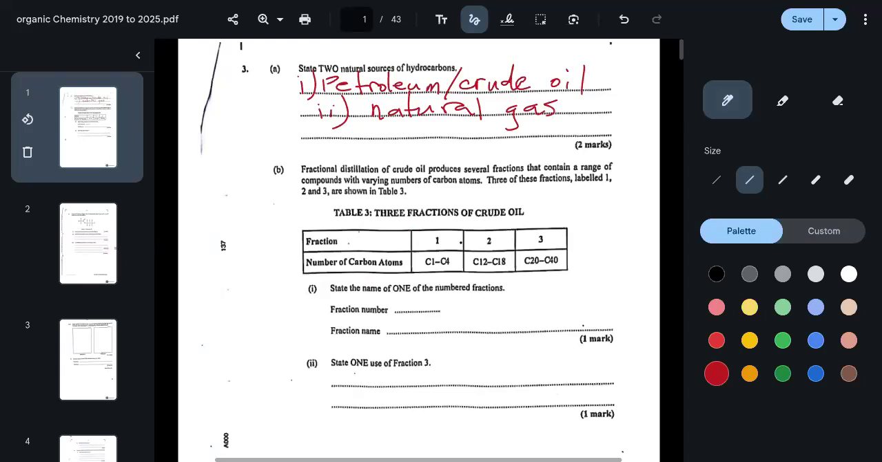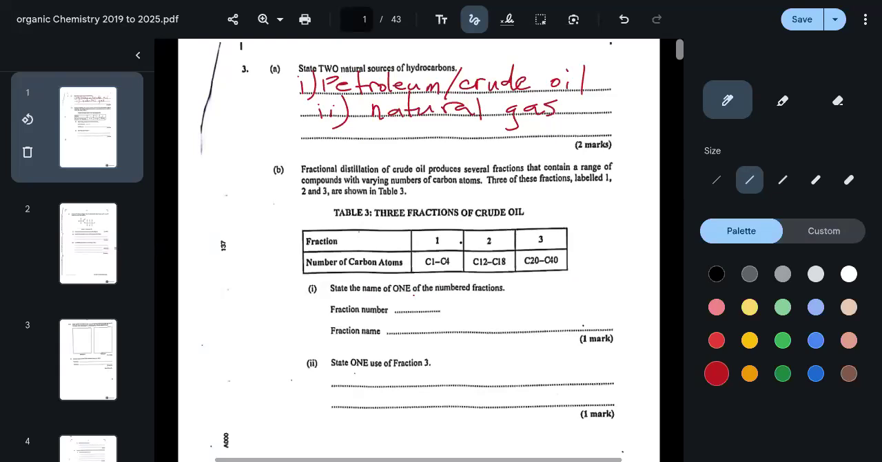Then it says fractional distillation of crude oil produces several fractions that contain a range of compounds with varying numbers of carbon atoms. Three of these fractions are labeled 1, 2, and 3. State the name of one of the fractions. So the first one here would be refinery gas.